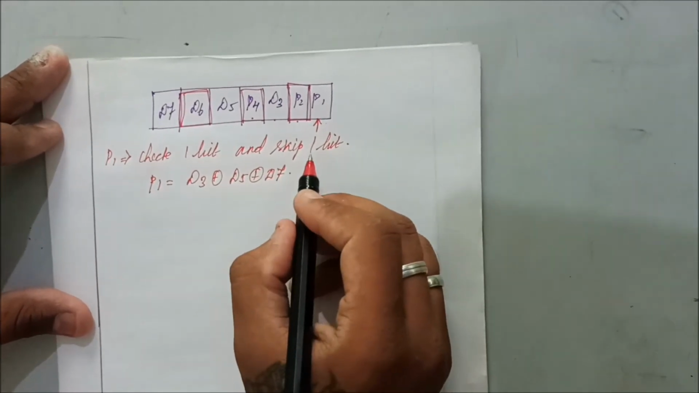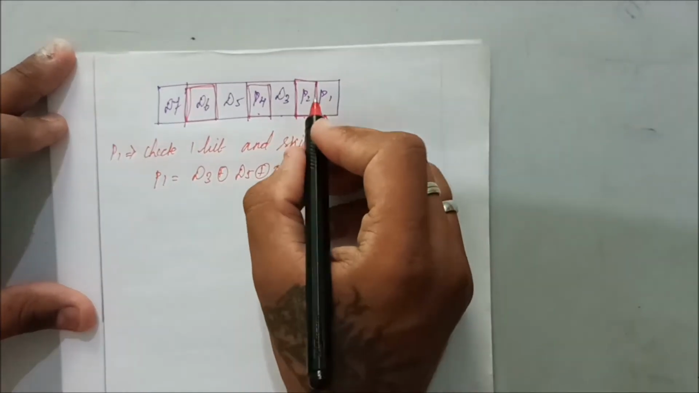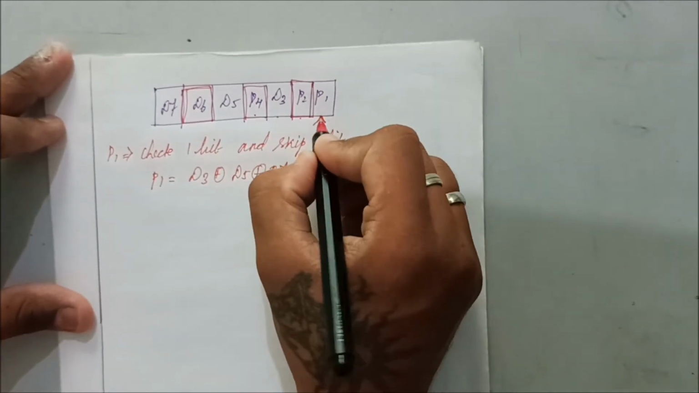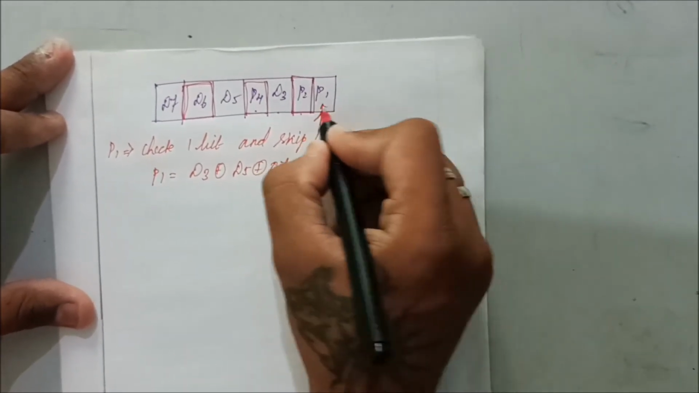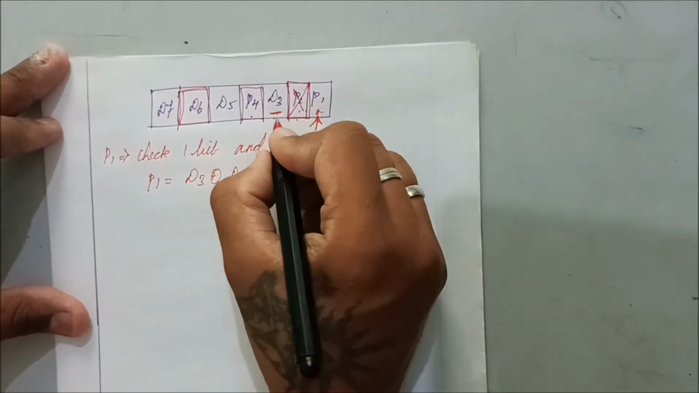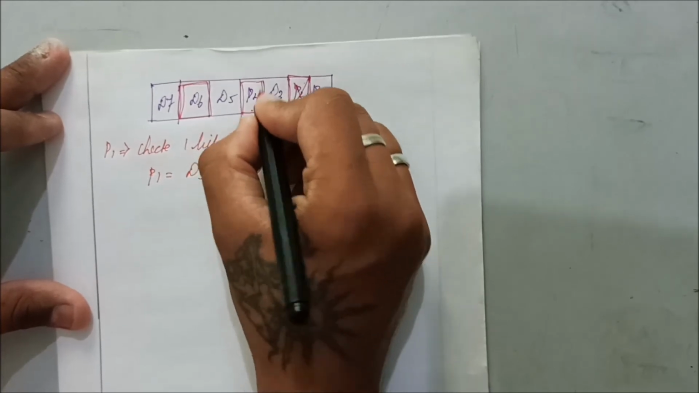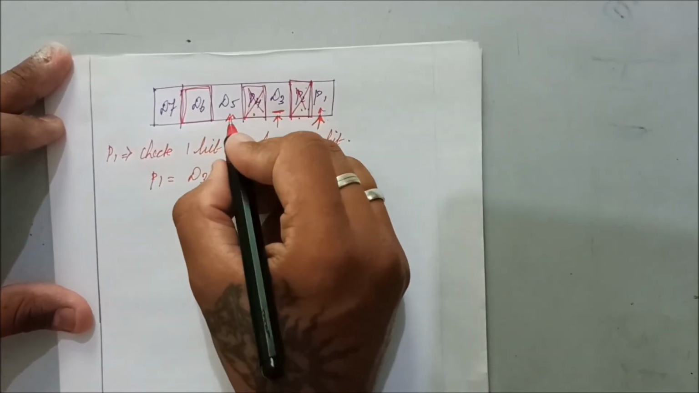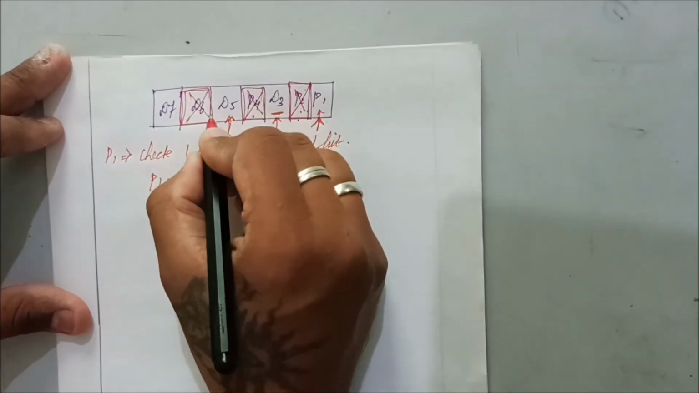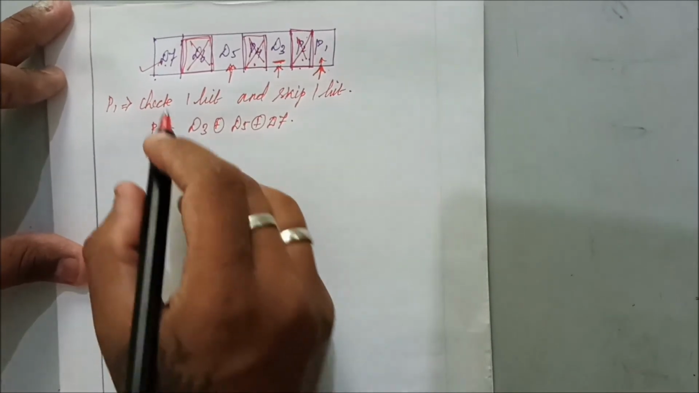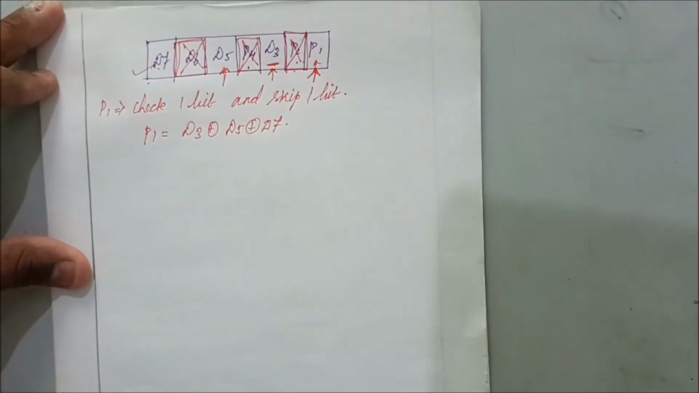Okay, so let me repeat the step again. I am considering p1 as the initial one. I am going to find the value of p1. For p1 I am going to check this bit and skip this bit, so the value will be d3. Then I check d3 and skip this bit, so the value will be d5. And I check the value of d5 and skip the value of d6, so the value will be d7. So this is how you have to find the value of p1.